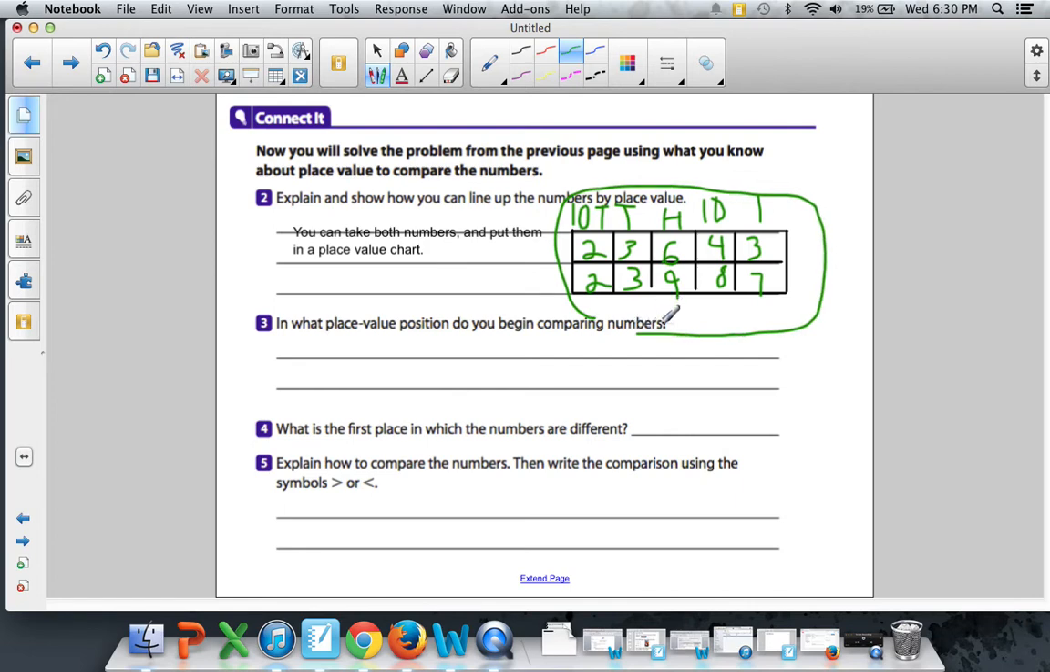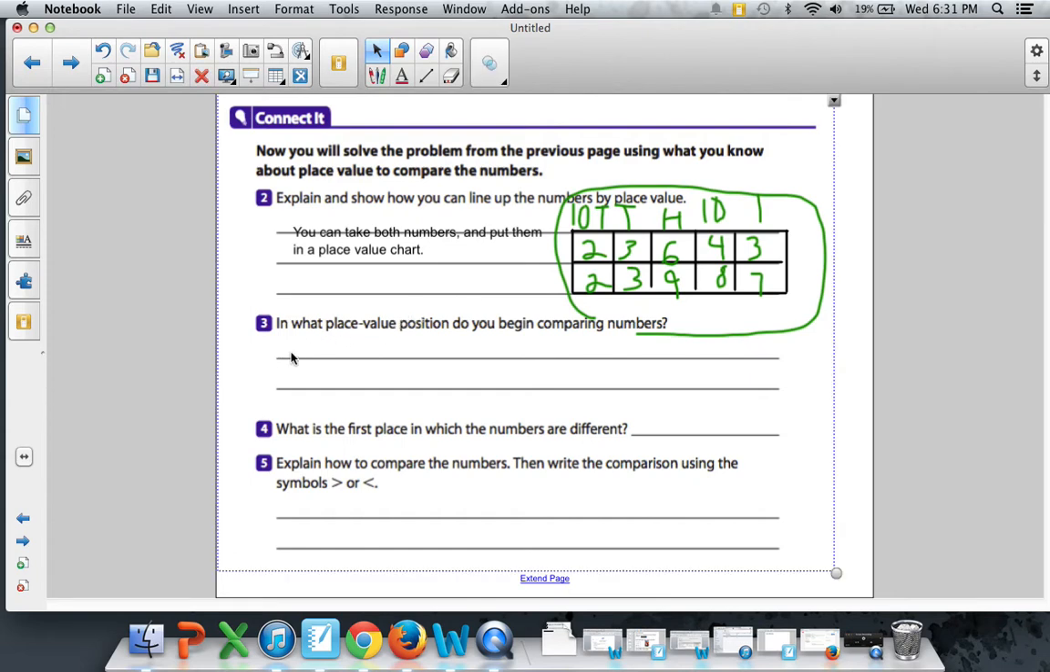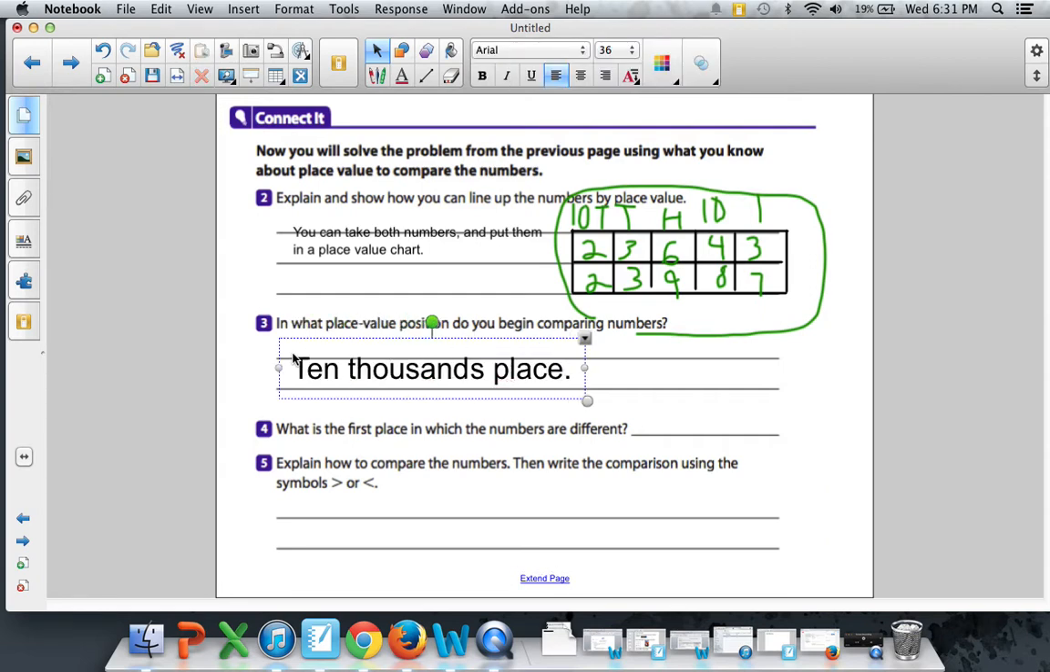So there you go. In what place value position do you begin comparing numbers? Okay, so if you're comparing these two numbers, you better begin at the far left. And what place is that in this case? The far left is the 10,000s place. Okay? And I'm going to put in parentheses the far left. So you always remember that. That was actually an easy one.